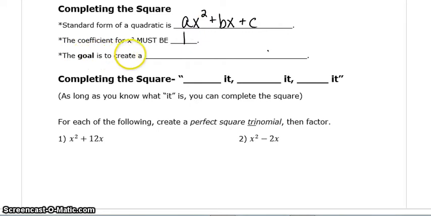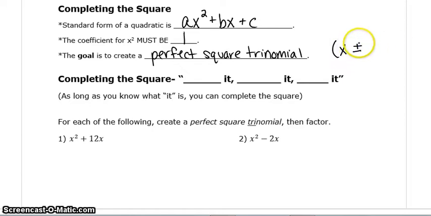The goal of completing the square is to create what we call a perfect square trinomial. A perfect square trinomial has three terms, and what makes it a perfect square trinomial is that it can be factored into the form x plus or minus some number squared. So that's what we're going to be seeing in our examples below.